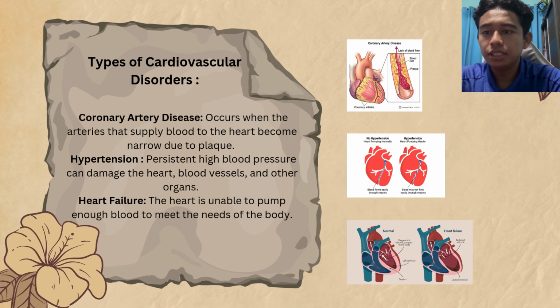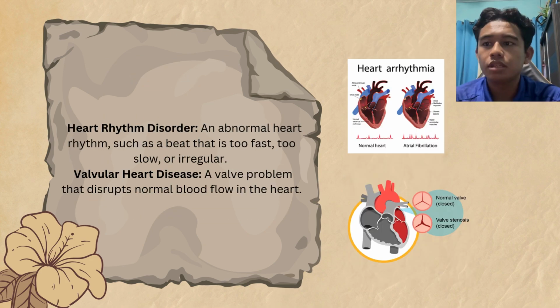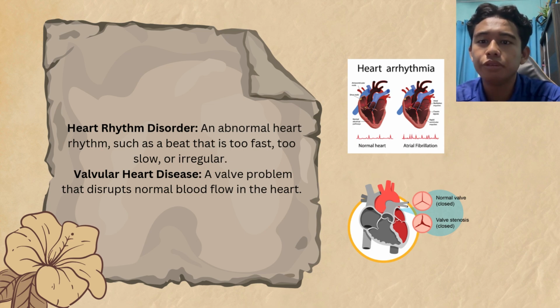Heart failure: the heart is unable to pump enough blood to meet the needs of the body. Heart rhythm disorder: an abnormal heart rhythm, such as a beat that is too fast, too slow, or irregular. Valvular heart disease: a valve problem that disrupts normal blood flow in the heart.